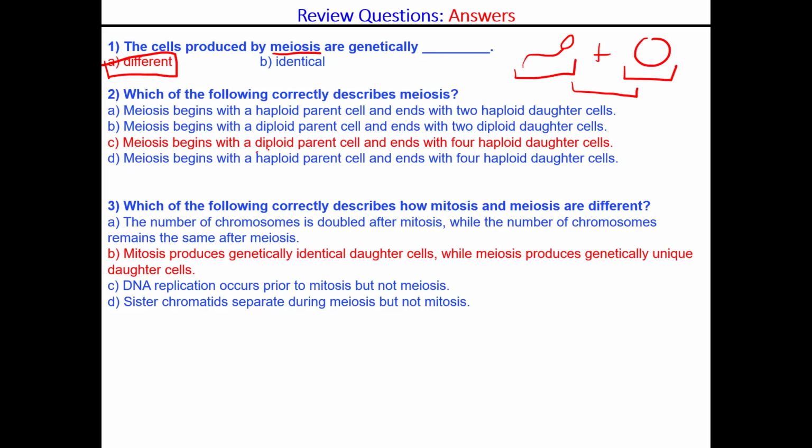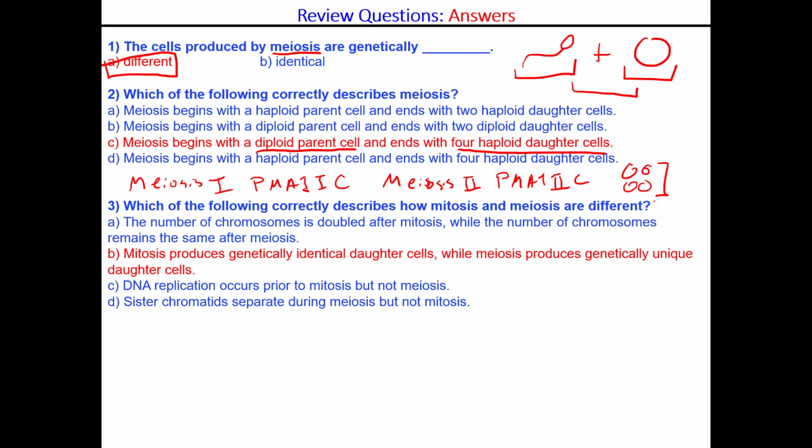Meiosis begins with a diploid parent cell, and we're ending up with 4 haploid daughter cells. Again, the reason why is because we're going to have our meiosis 1, which has PMAT 1 and cytokinesis. And then we're going to go through meiosis 2 one more time, going through PMAT 2 plus cytokinesis. So we can end up with 1, 2, 3, 4 genetically different daughter cells. So again, we're going from our parent all the way down to our haploid cells.